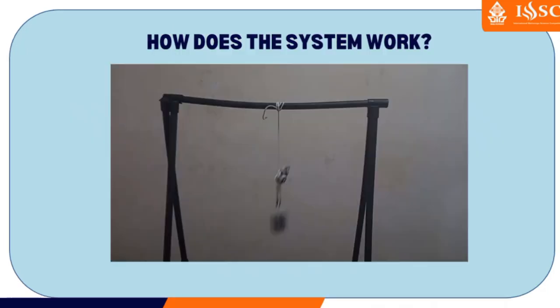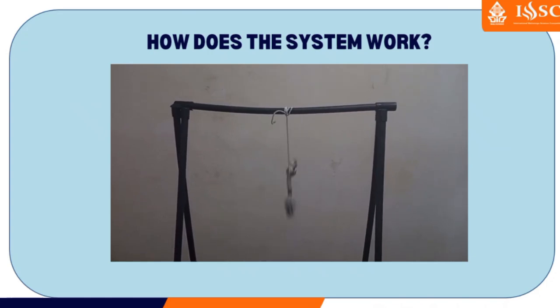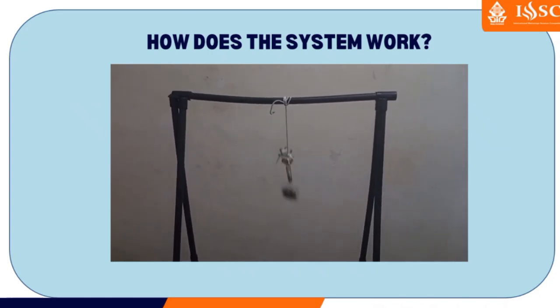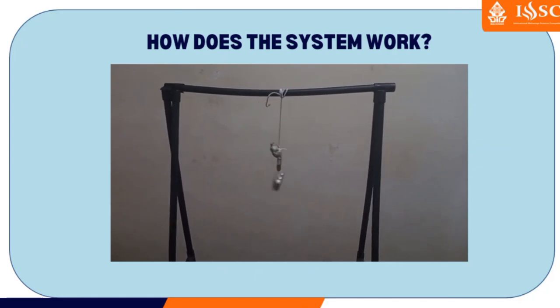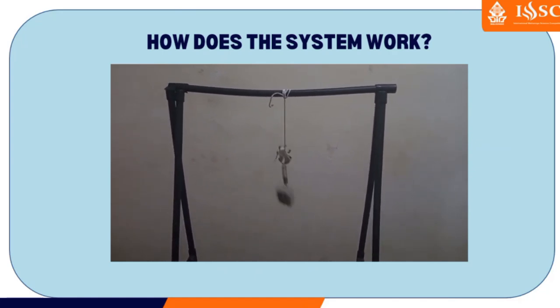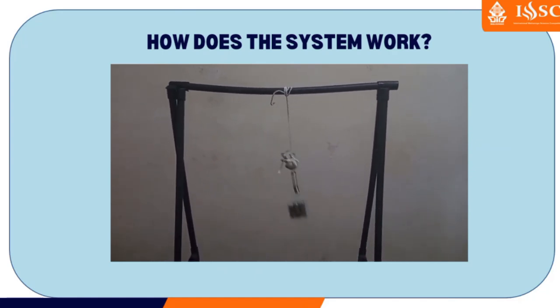How does the system work? The system consists of a pendulum suspended on a spring and connected to a second pendulum by an additional spring. When the pendulum moves, the force on the connecting spring affects the second pendulum. As a result, both oscillations are coupled, either in the same direction, in phase, or in opposite directions, anti-phase. The motion of the system is not independent but interdependent.